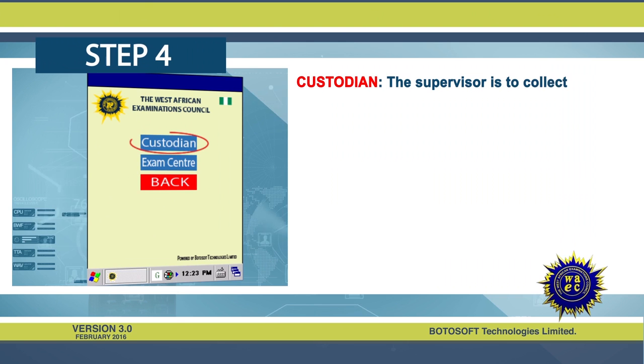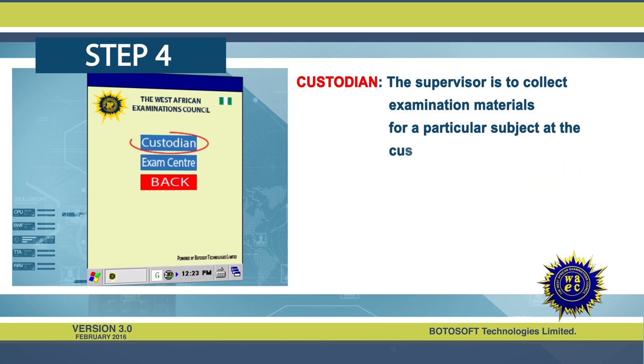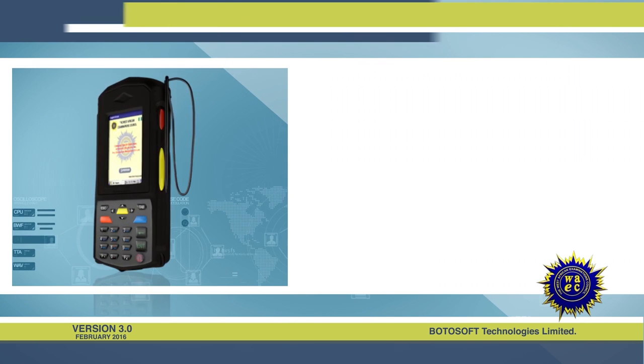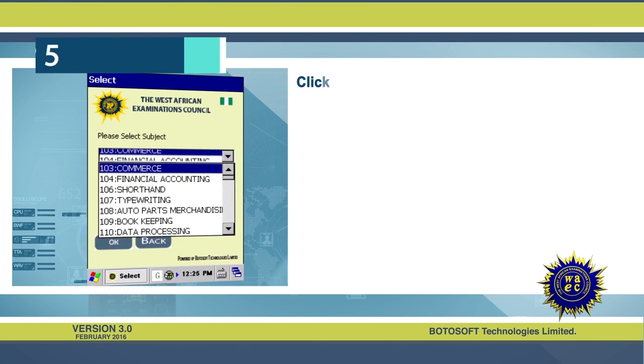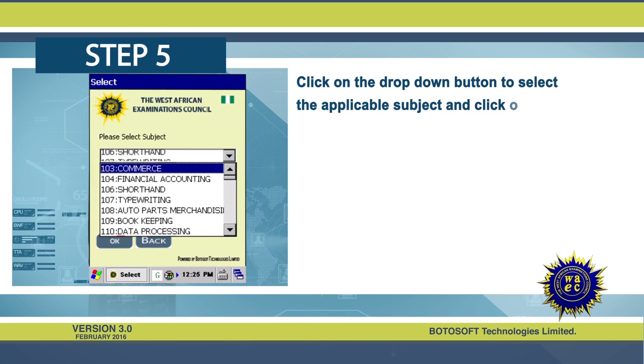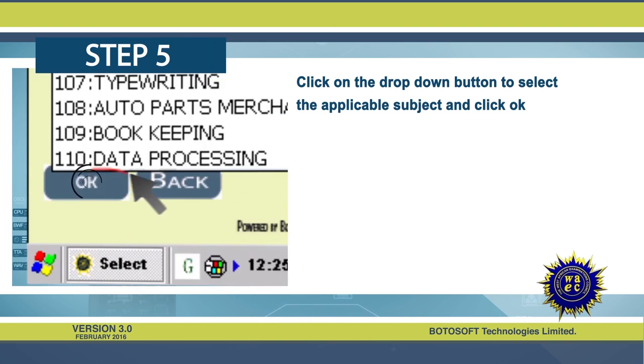Step 4. Custodian. The supervisor is to collect examination materials for a particular subject at the custodian office. Click on the custodian button. Step 5. Click on the drop-down button to select the applicable subject and click OK.